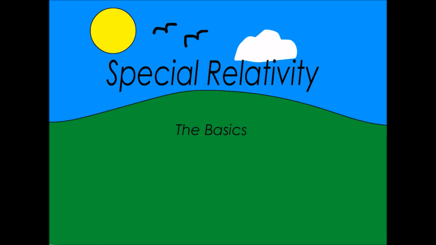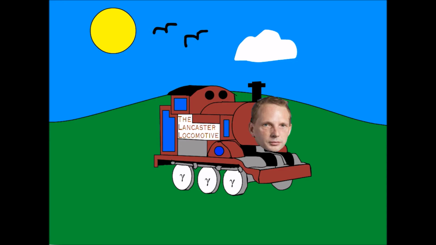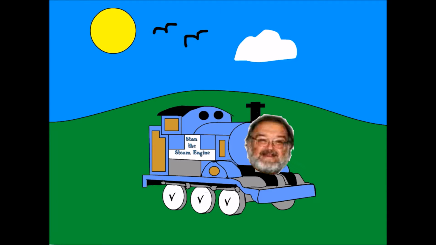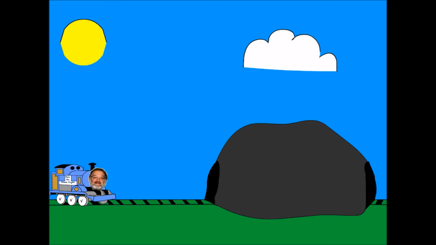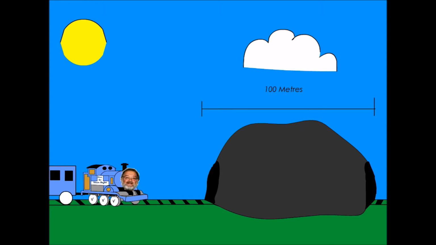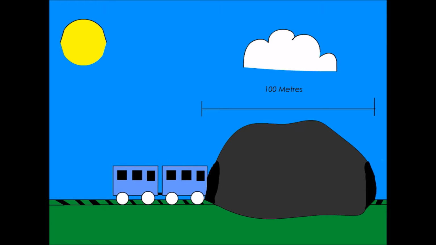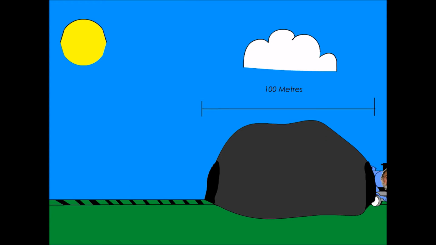Today we'll be using an analogy involving two trains to explain length contraction and time ordering. The first train is a relativistic train called the Lancaster locomotive. The second train is a non-relativistic train called standard steam engine. In fact, you might say they're trains of reference. At non-relativistic speeds, as you would expect, a 100-metre train will perfectly fit within a 100-metre tunnel.